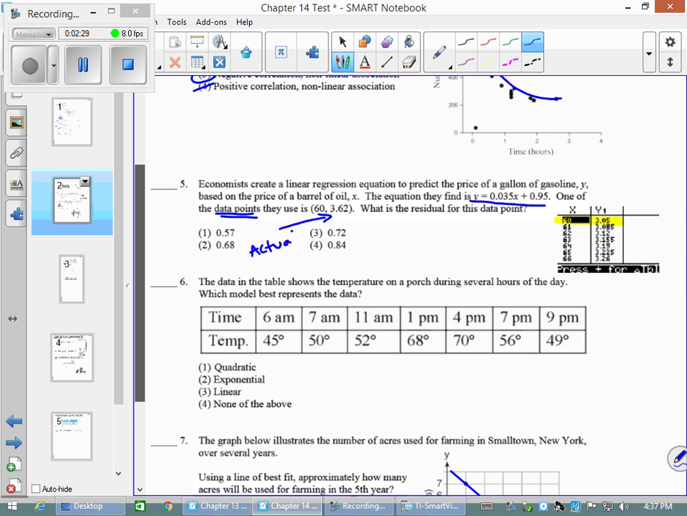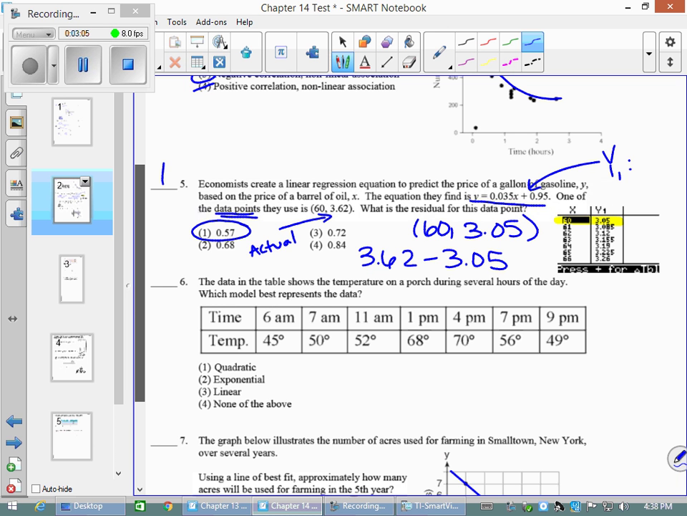So what I did was I went ahead and typed the linear regression equation into my y equals, and this is my table of values. I went to my table for 60, so I scrolled down, and the predicted y value is 3.05. So the actual y is 3.62, the predicted y is 3.05, and actual minus predicted gives us residual. So if you took 3.62 and subtracted away 3.05, you're going to get 0.57, choice 1. That would be the residual.